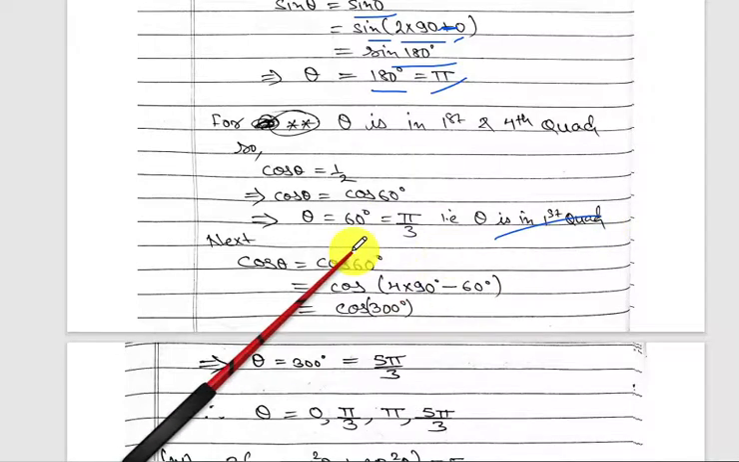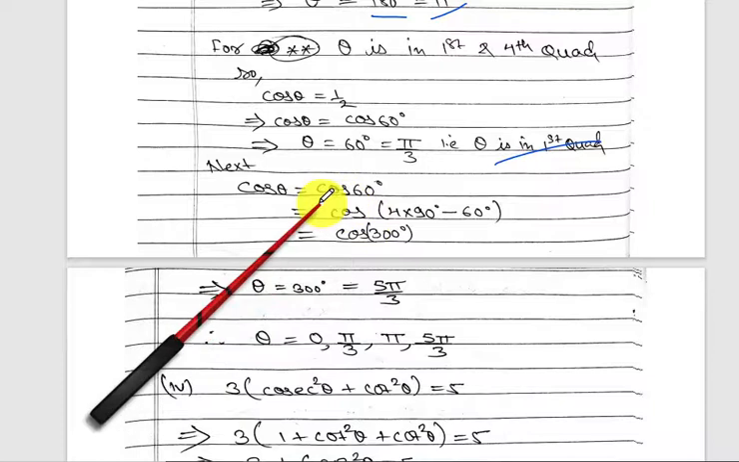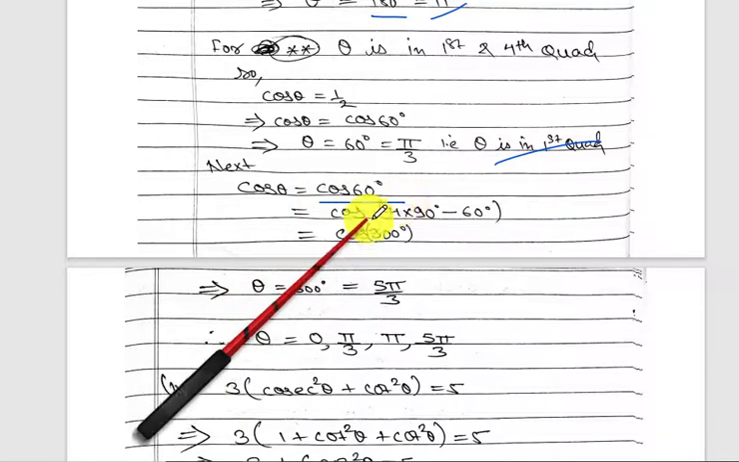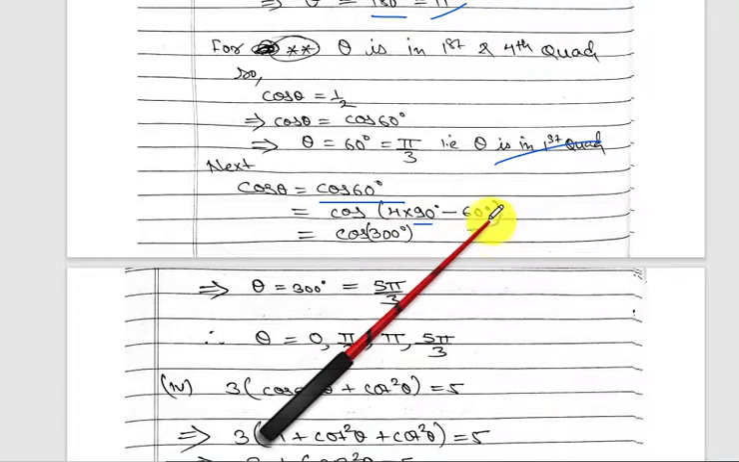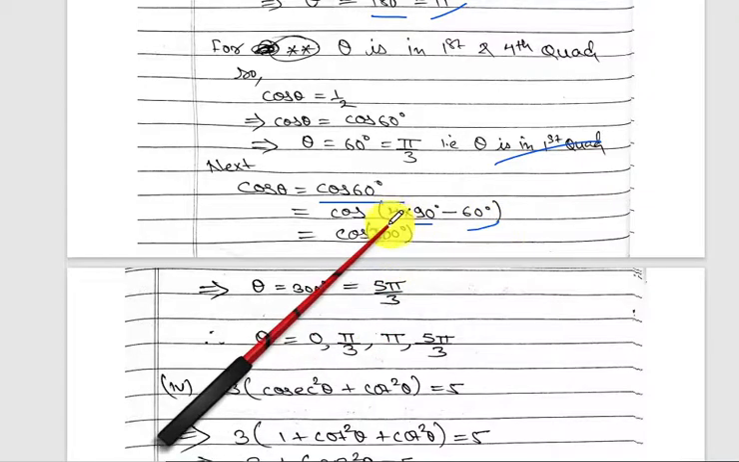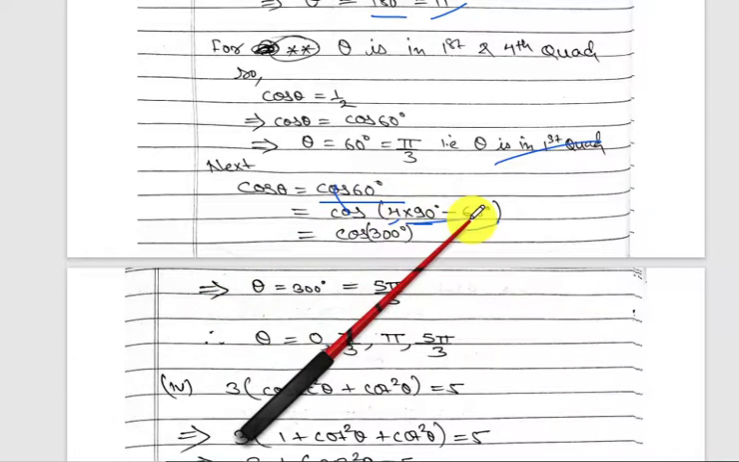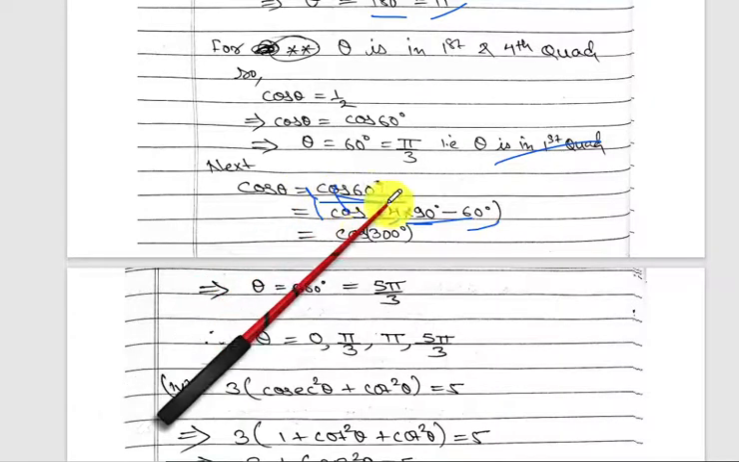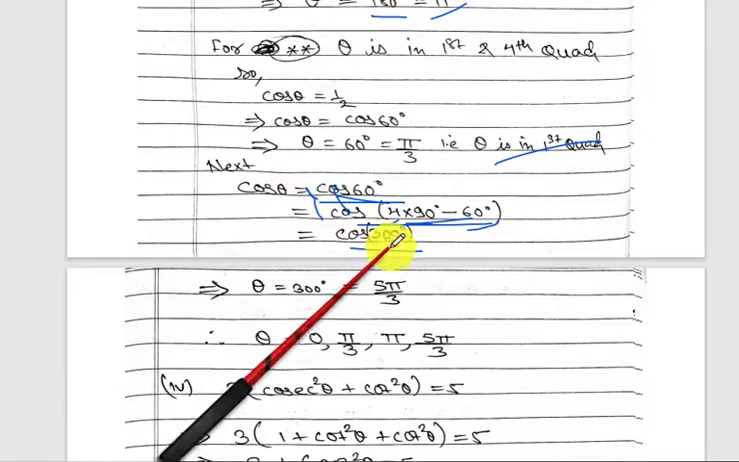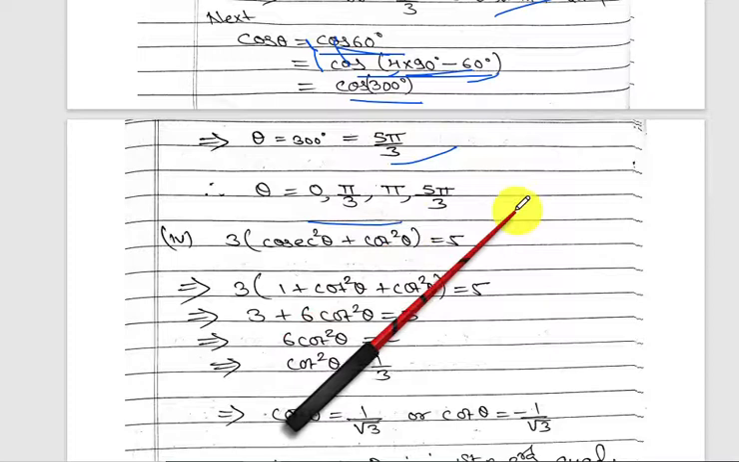And now we have to look for angle in fourth quadrant. Okay, so this cos 60 can be written as cos 4 into 90 minus 60. Okay, because here 4 is even, so this cos is cos only. Clear? And this whole angle lies in the fourth, and in fourth cos is positive, so it's positive only. So you get cos 300, so that means theta equal to 300. Write them in radian, you get your answer.